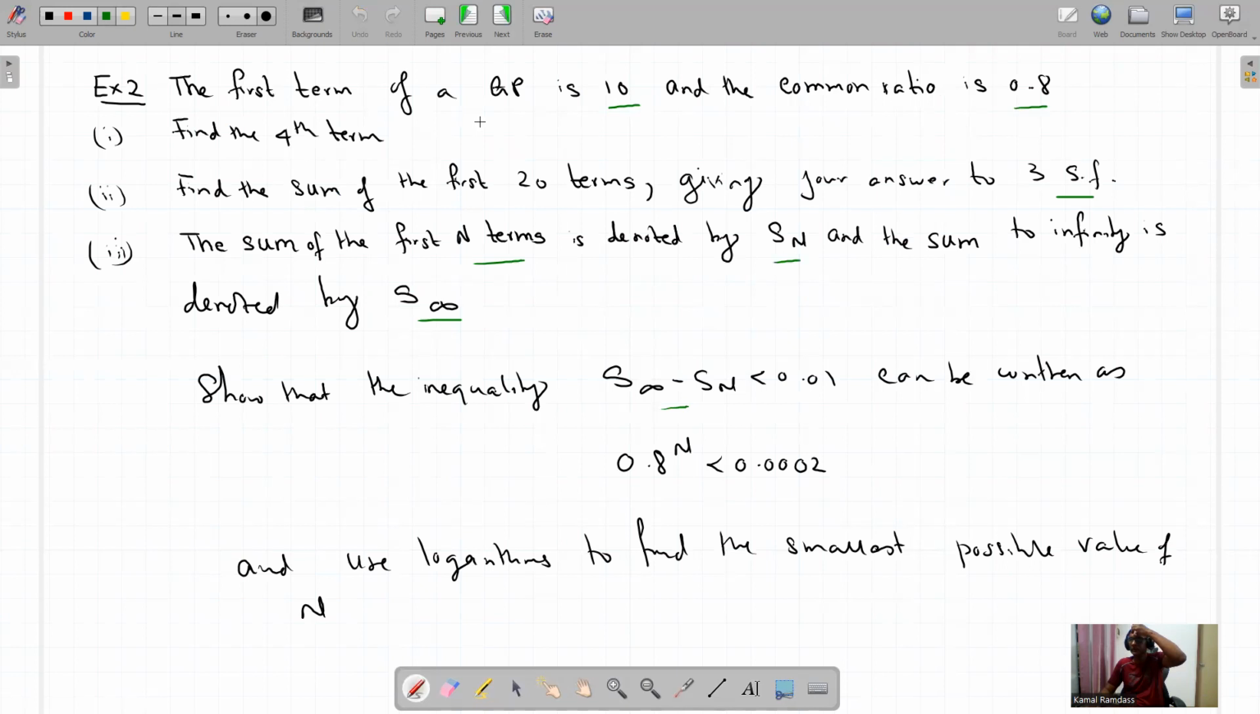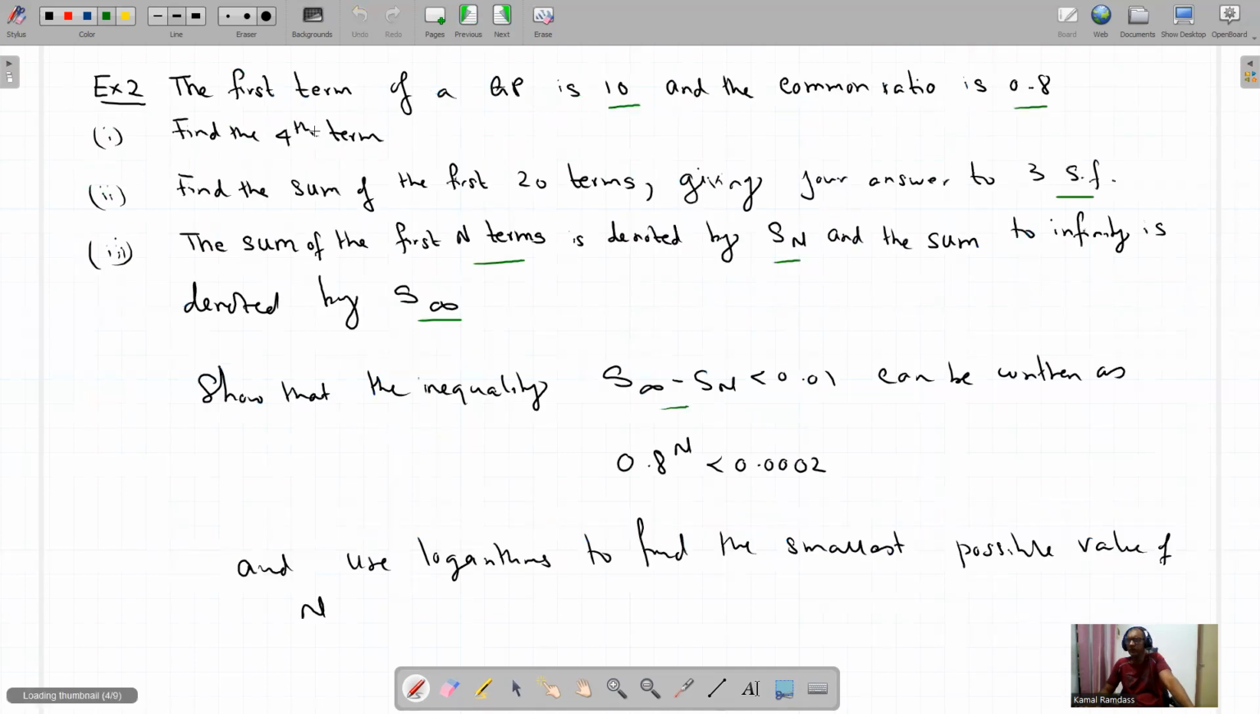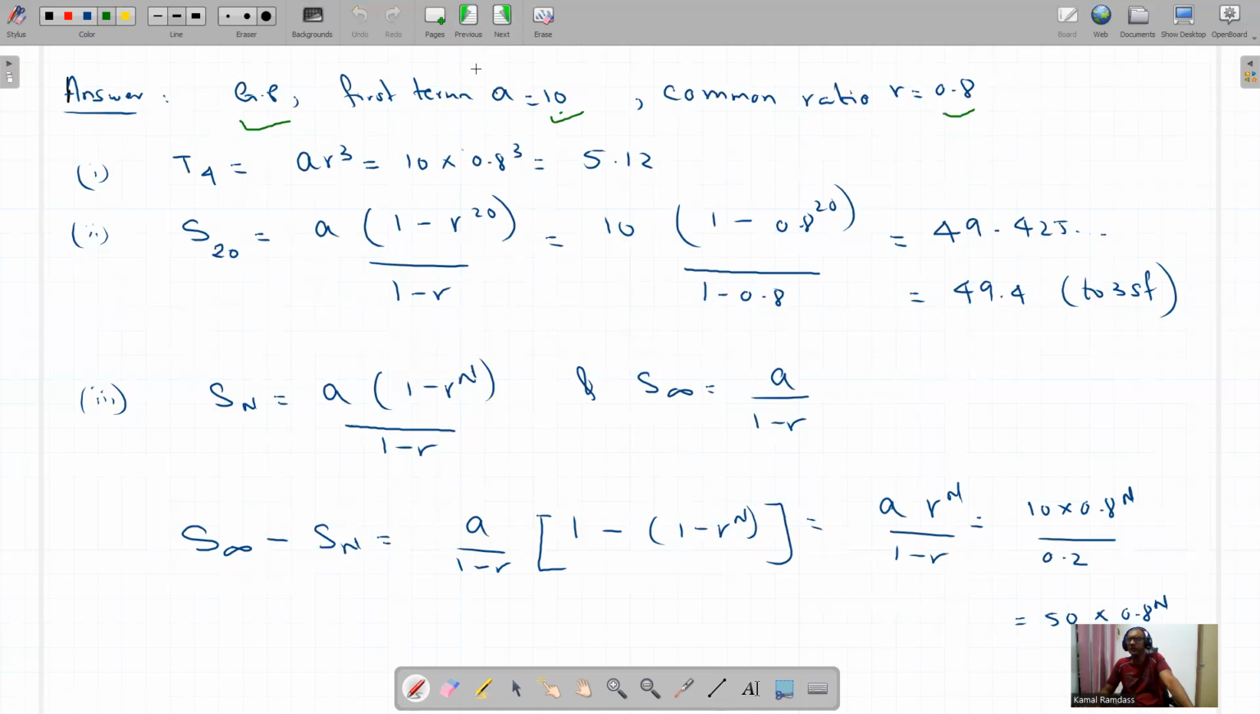Là, déjà, A is equal to 10, R is equal to 0.8 for the geometric progression. T4, parce que la question demande the fourth term, T4 is equal to A R cube. Tn is equal to A R to the power of n minus 1, on gagne 10 fois 0.8 à la puissance de 3 est égal à 5.12. Et c'est ça la réponse.